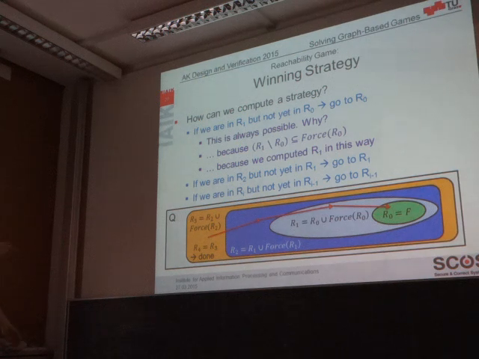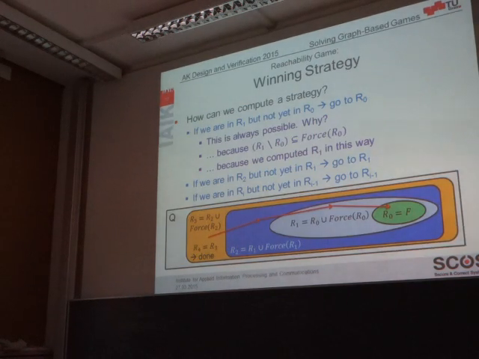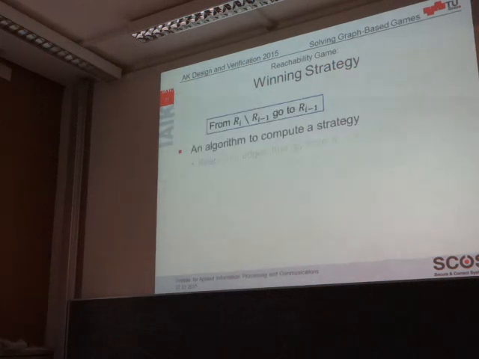Yes, so the general rule is whenever you are in Ri but not yet in Ri-1, go to Ri-1. Now let's try to turn this into an algorithm. So what we do is, while we compute the winning region, we do not only store the final result, but we also store all the intermediate results, all these different R's.